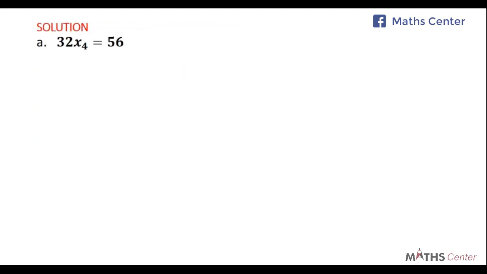Let's pick the first one. We are supposed to solve for x in 32x base 4 is equal to 56. Now how do we go about this? You see that we have 56 here. There is no base attached to it, which means that it's in base 10. We have 32x base 4 here. So to solve them, they all must be in the same base.